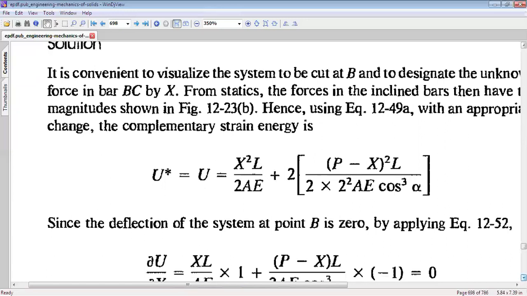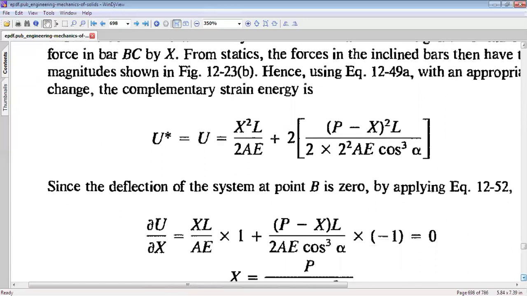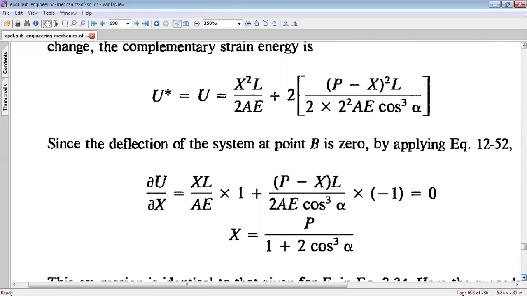Now we will differentiate this expression of strain energy with respect to capital X and equate it to 0, because there cannot be any deflection at the location where capital X is acting. So we have ∂U/∂X equal to XL/AE into 1 plus (P minus X)L divided by 2AE cos³α into minus 1, and that should be equal to 0. So this gives us X equal to P divided by 1 plus 2 cos³α.